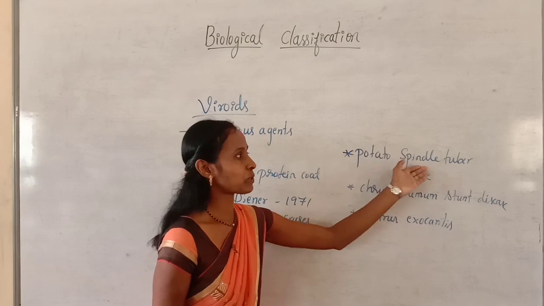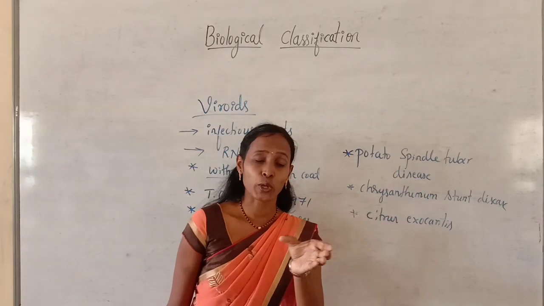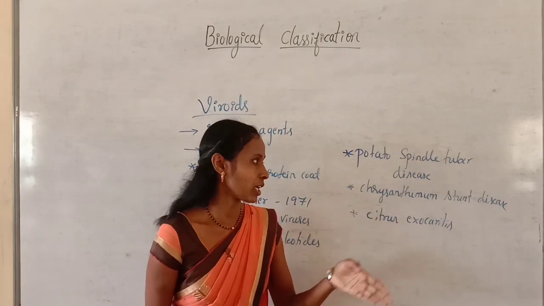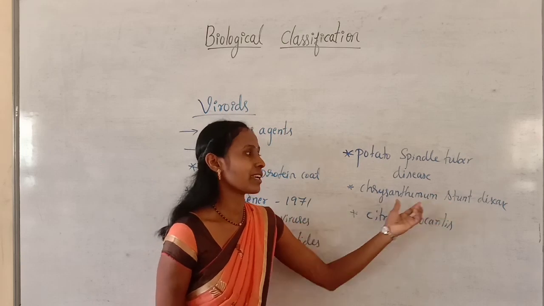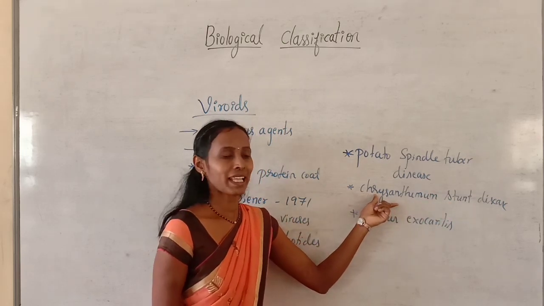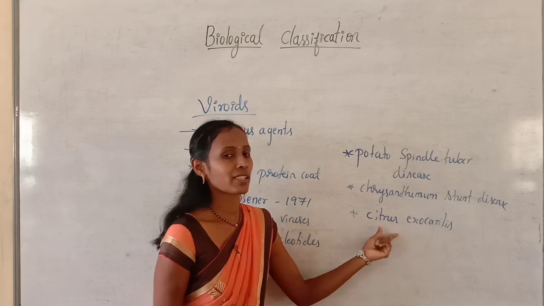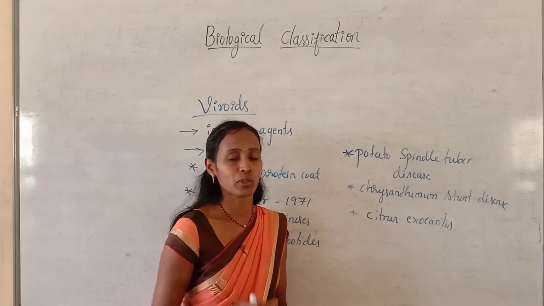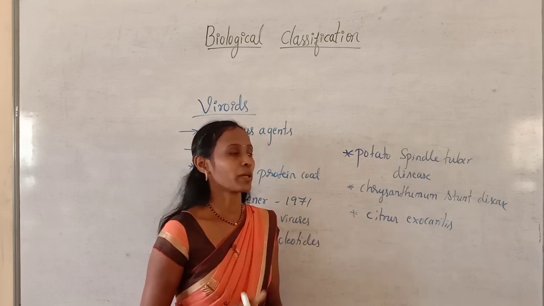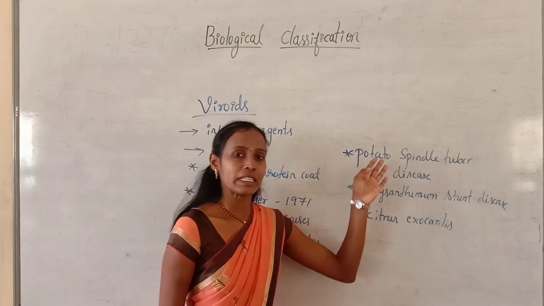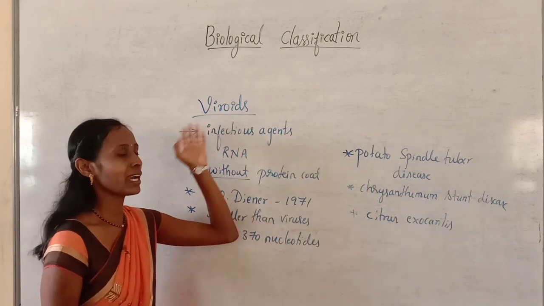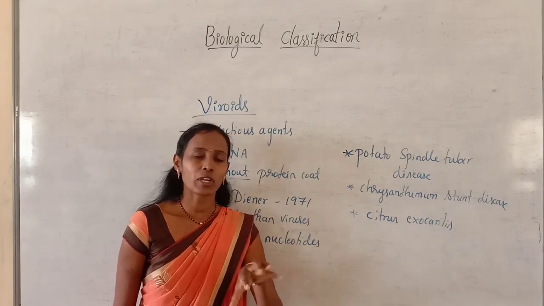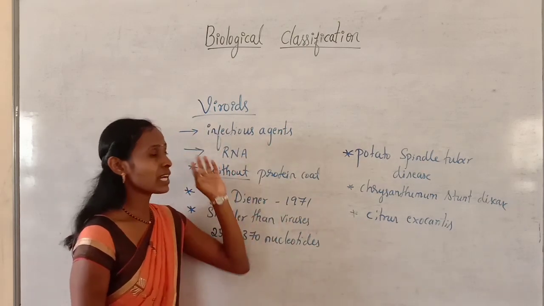In potato spindle tuber disease, the potato shape will be changing, it is like a spindle shape. Chrysanthemum stunt disease is seen in the chrysanthemum plant, and citrus exocortis is seen in citrus plants. So when you look at the diagram or the image, you will be able to understand which type of disease it is and that it is mainly caused by viroids. So it is one of the small topics, that is viroids.